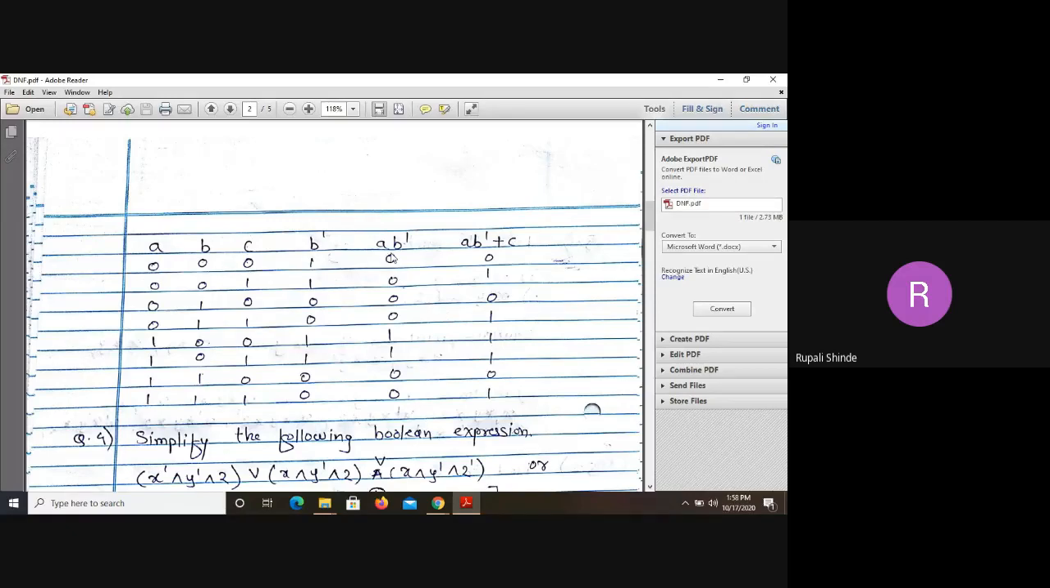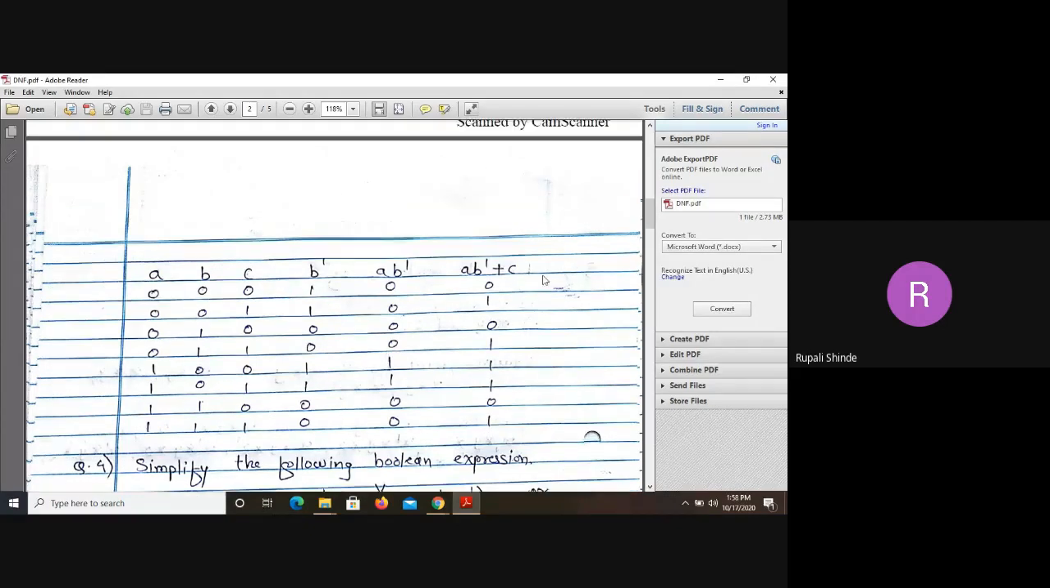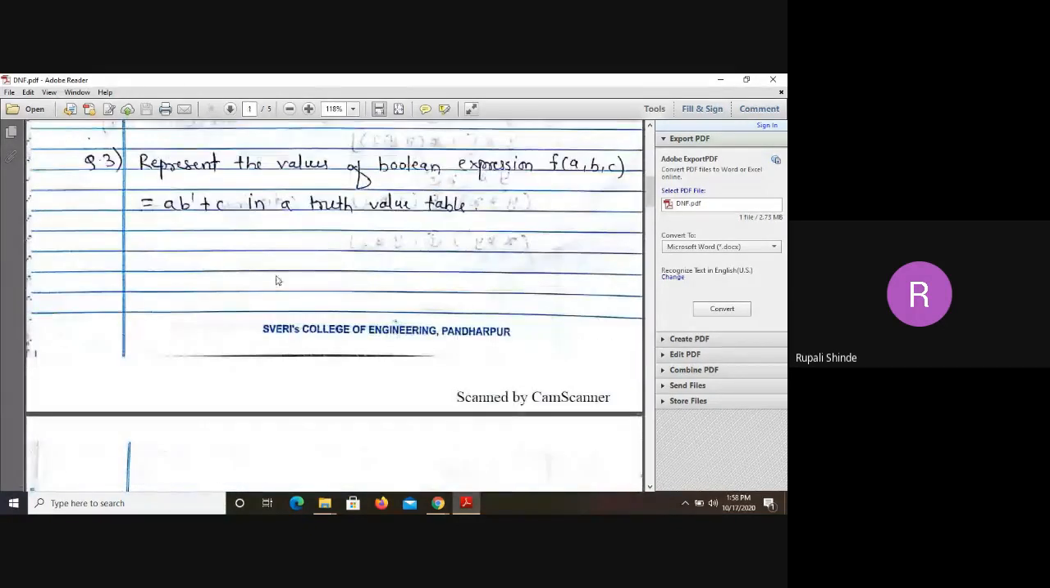And now we have to take the sum of A, B's complement and C. So we have to take the sum of these two columns. 0 plus 0, 0. 1 plus 0, 1. 0 plus 0, 0. 1 plus 0, 1. 0 plus 1, 1. 1 plus 1, 1. 0 plus 0, 0. And 1 plus 0, 1. So likewise, we can find the value for any expression using a truth table.